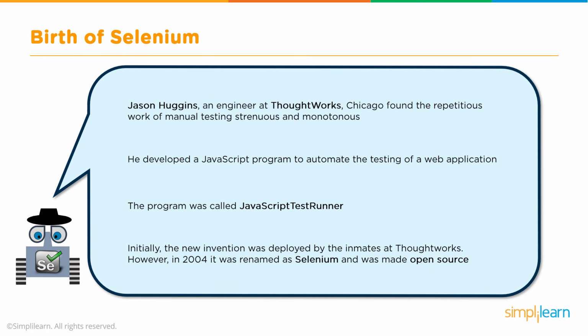So what he did was he wrote a JavaScript program that automatically controlled the browser actions, and he named it as JavaScript Test Runner. Later, he made this open source and this was renamed as the Selenium Core. And this is how Selenium came into existence. Since then, Selenium has become one of the most powerful tools for testing web applications.